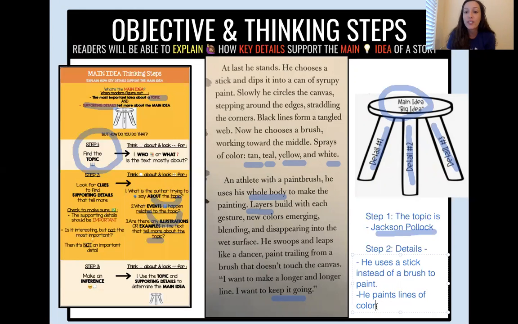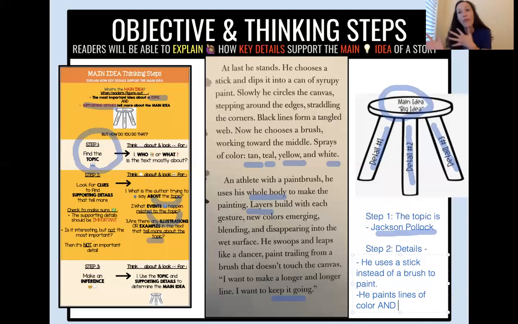So here we have 2 details. We have that he uses a stick instead of a brush to paint. He paints lines of color. I'm running out of space here, so I'm going to say and. And another thing that we learned is that he's using his whole body. He's straddling the canvas, which means that it's in between his legs.